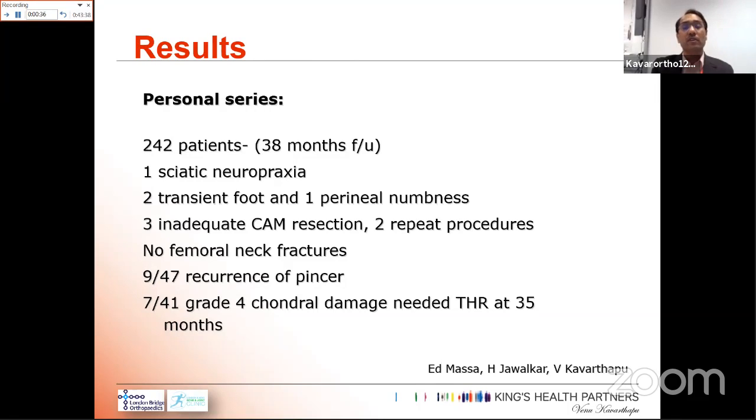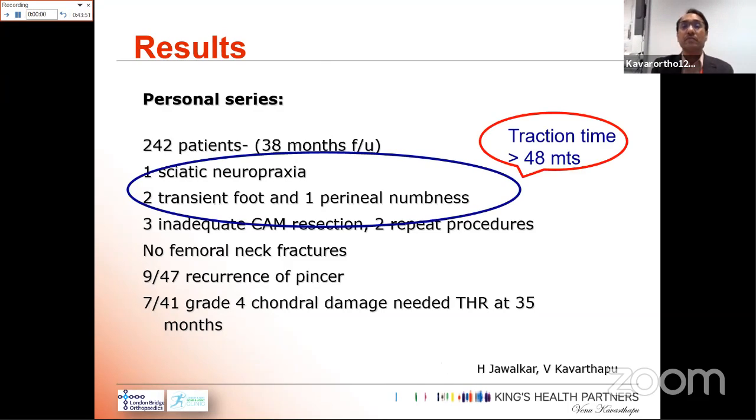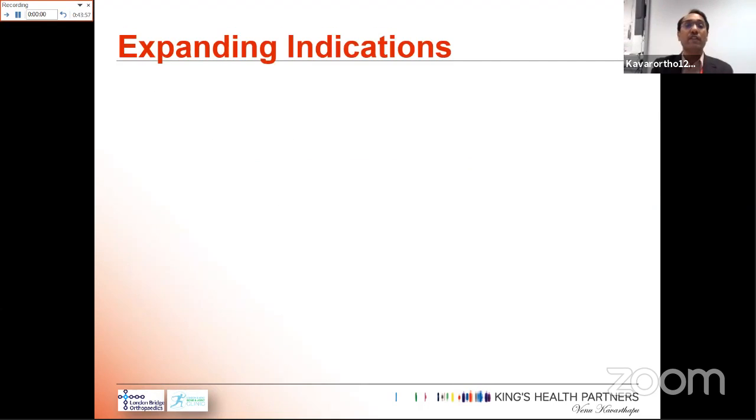Pincer can recur in some patients, but CAM is not supposed to recur. CAM recurrence is actually due to inadequate resection. And as I mentioned, some of these patients required a hip replacement. But interestingly, if the traction time is less than 45 minutes, the nerve-related complications are very rare.